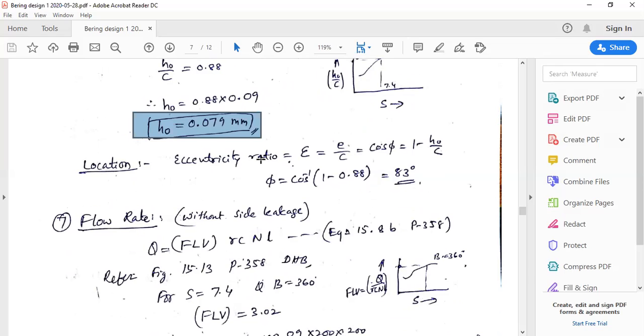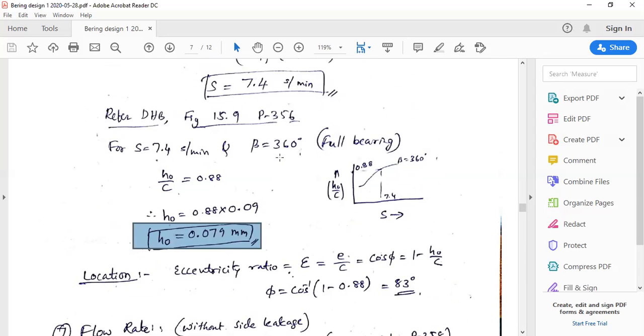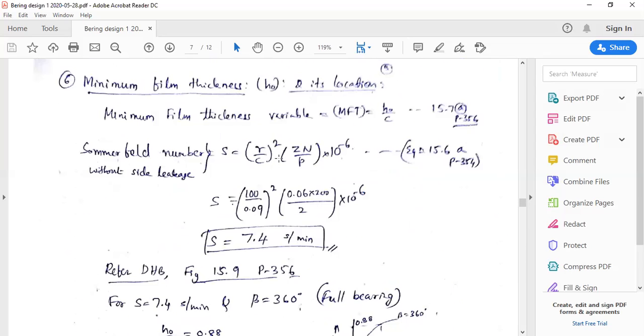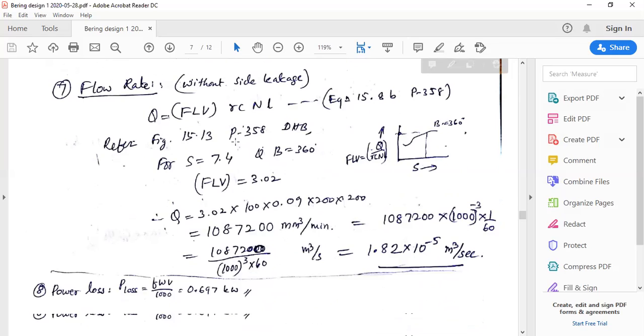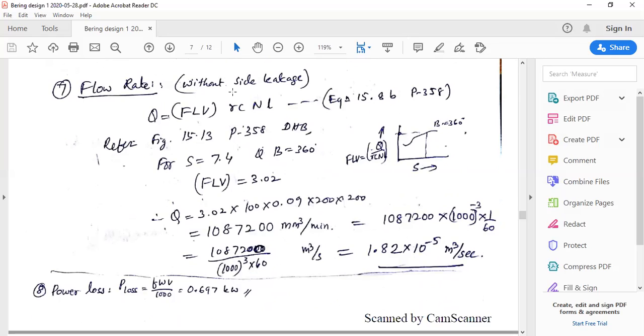And to determine its location, we have to use the equation just next to the minimum film thickness variable, that is 15.7b. So phi is cos inverse of 1 minus h naught by c, that is 83 degrees. It is obtained here.